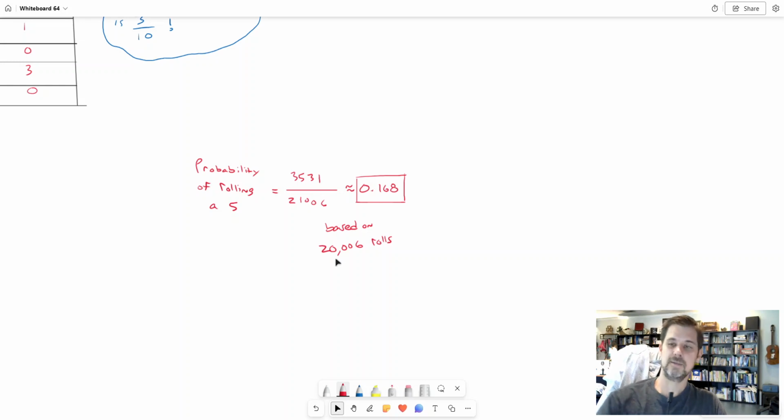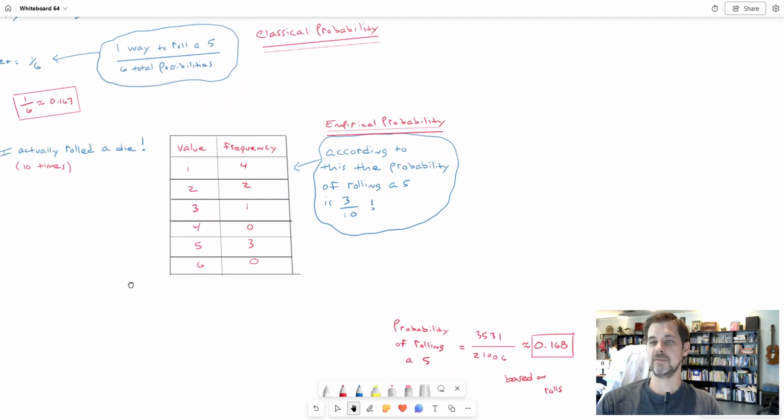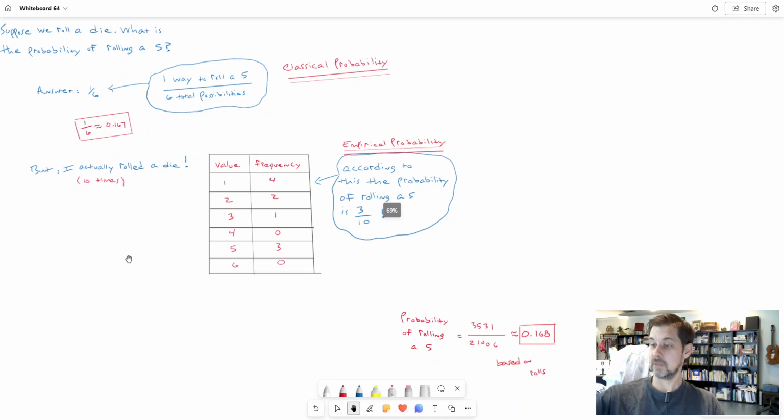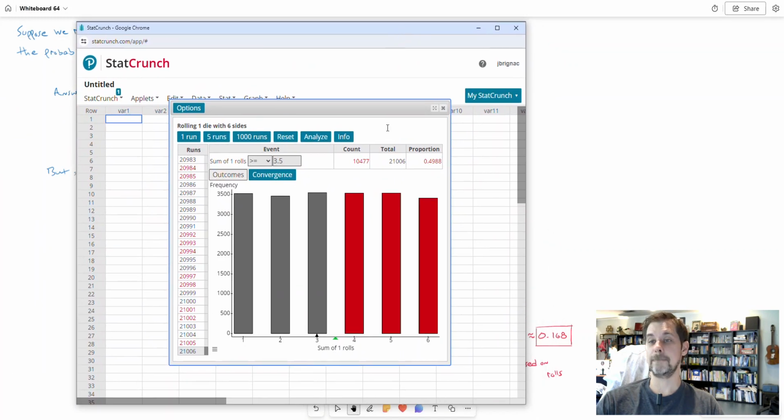That's based on those, not 20,006, but 21,006 rolls. Now, does that reconcile the difference between empirical and classical probability? Because remember, I told you when I started this, if I just think about what the odds of rolling a 5 should be, it's 1 out of 6. But then if I roll the dice, it seemed like 3 out of 10, until I rolled the dice a bunch of times. And my prediction would be that these numbers even out and that the probability of a 5 or any other number is 1 out of 6.